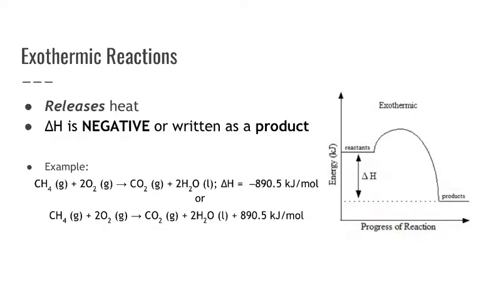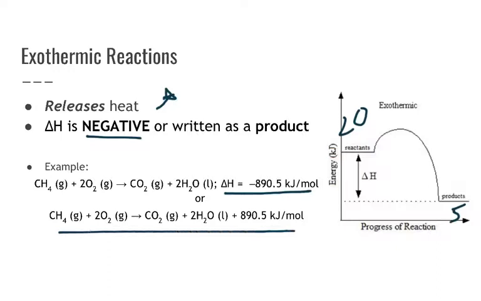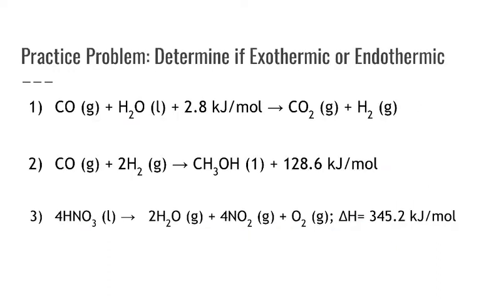Versus in an exothermic reaction, again, it's releasing heat, so delta H will be negative. If you look at this example, we'll make up some numbers. Let's say we start at 20 and end at 5. 5 minus 20 in this case would be negative 15. You can notice it's going down, okay? How we would write this in an equation, we could either write delta H as a negative value or just write it as a product. Either way would indicate that it's exothermic.